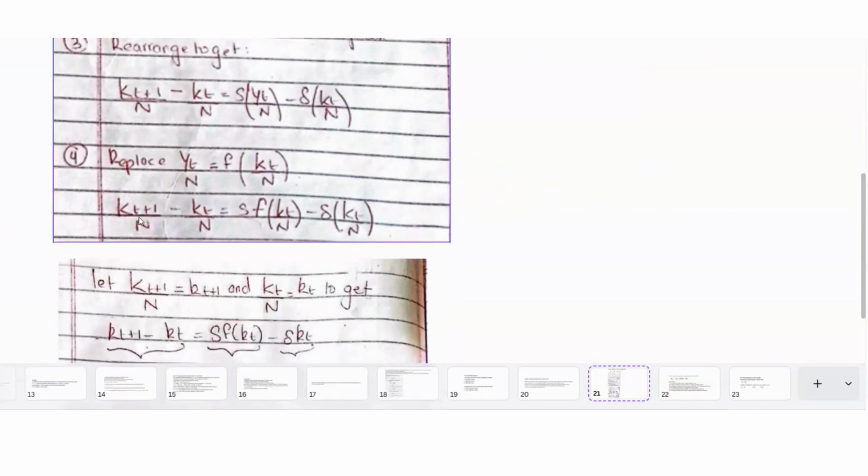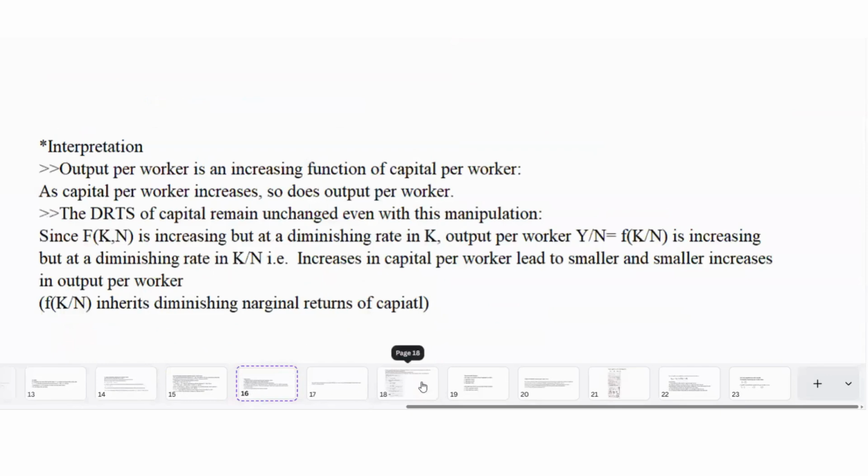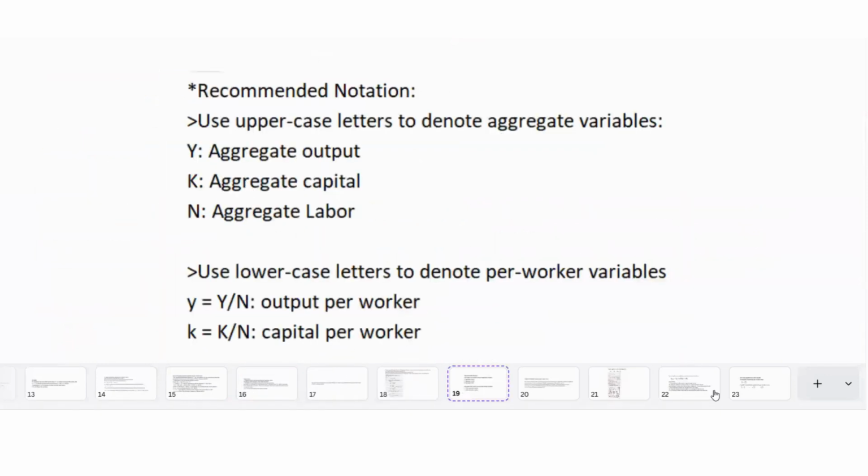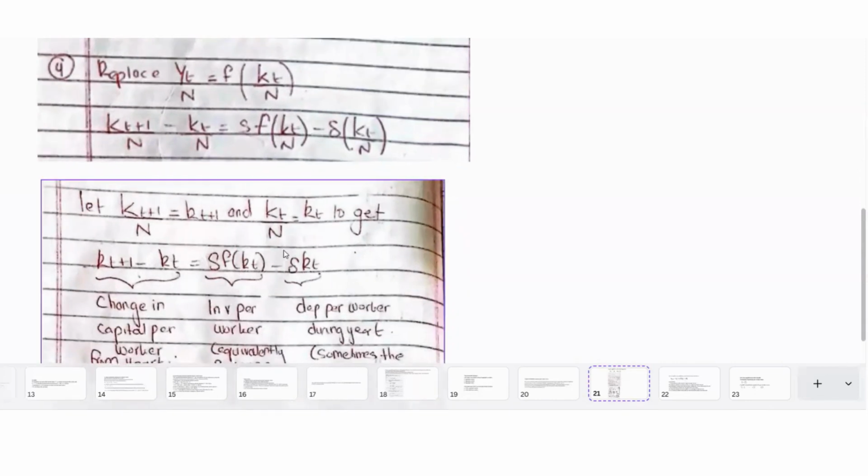So now I can just let K_(t+1) by N equal small k_(t+1), because the notation we're using is that uppercase letters denote aggregate variables and lowercase letters denote per worker variables, as we saw before. And then K_t by N is equal to small k_t.